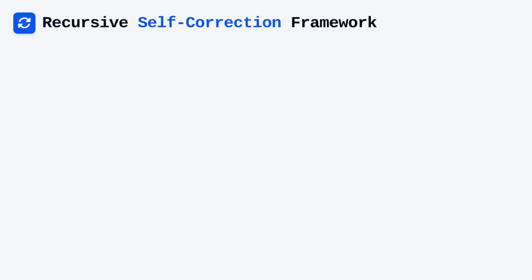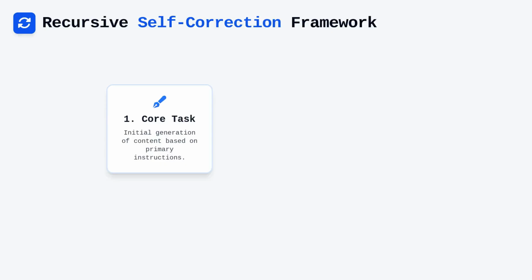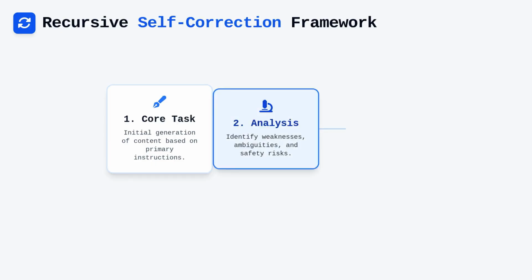To implement this, you must structure your prompt to force the model into a recursive state of self-correction. Begin by providing your core task instructions, but append a secondary directive that requires the model to pause after generating the content. Instruct it to analyze its output specifically for adherence to strict constraints, factual consistency, and potential safety risks. You can force this behavior by asking the model to present the draft, followed by a separate block where it identifies its own weaknesses or ambiguities before producing a final, revised version.